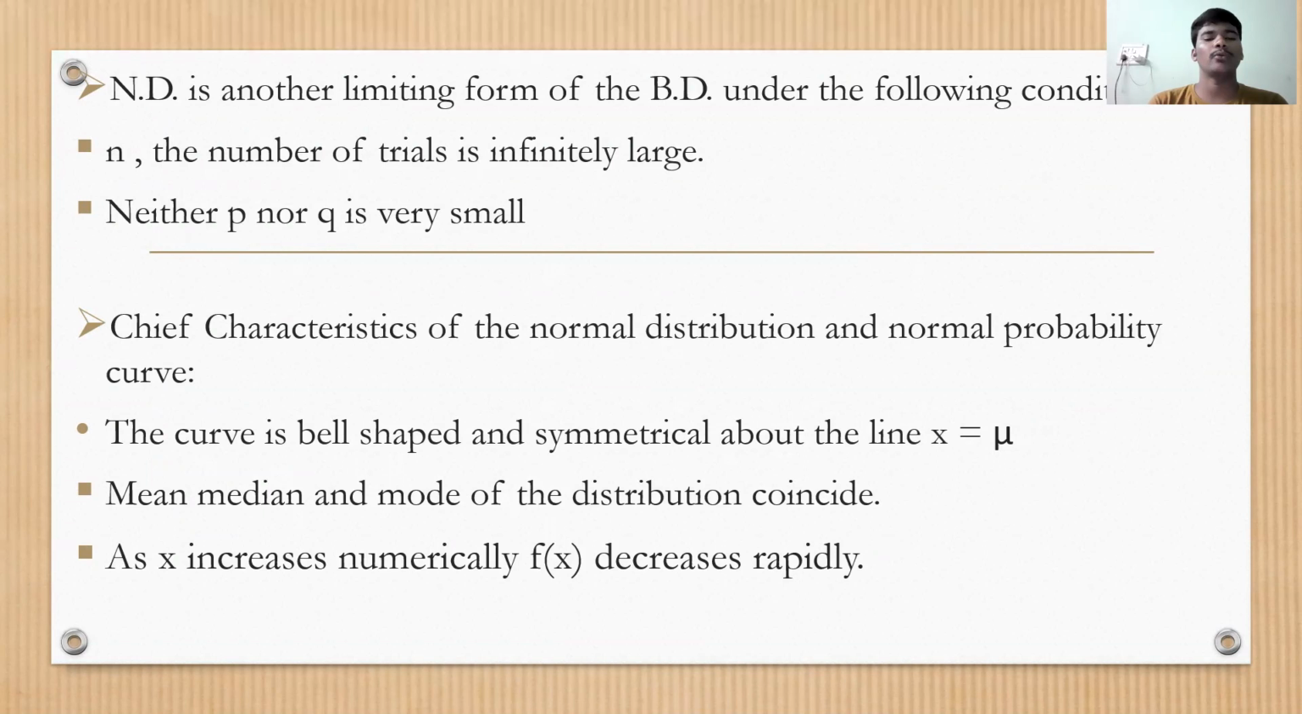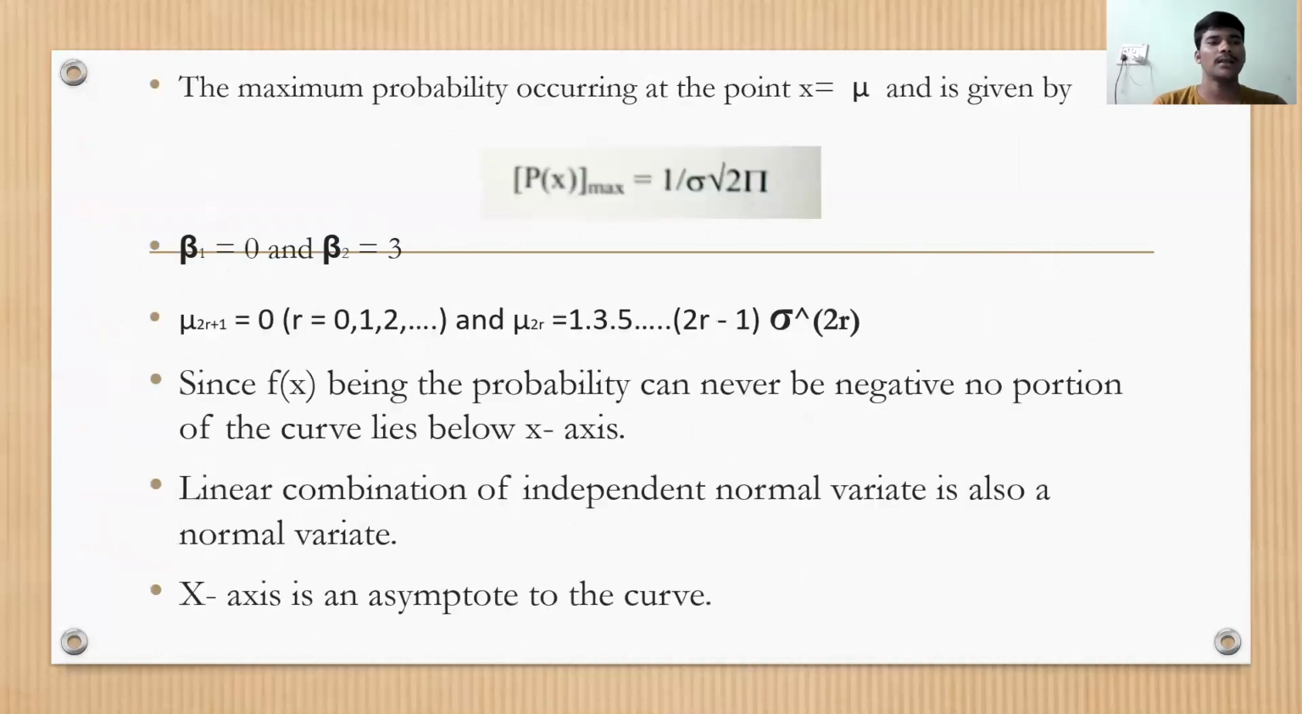Mean, median and mode of the distribution will coincide. In the graph, the lines of mean, median and mode will coincide. Now, as x increases, numerically f of x increases, meaning x is directly proportional to f of x. The maximum probability occurs at the point x equals mu and is given by p of x max equals 1 by sigma root 2 pi. That is, the maximum probability occurs at the point x equals mu.